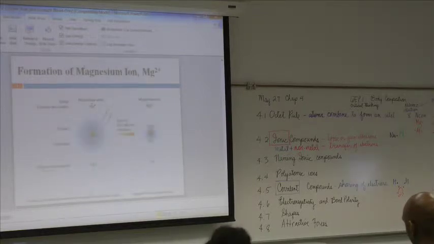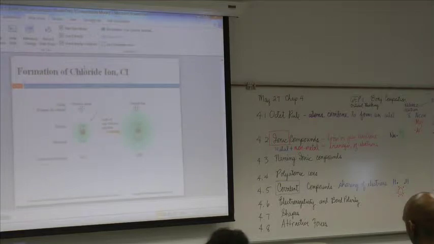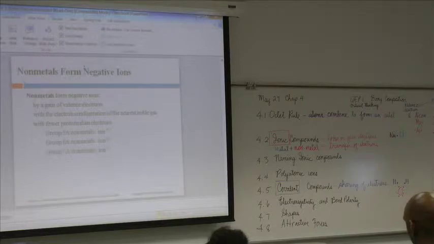We'll then cover forming ions. Now let's look at forming negative ions. Nonmetals form negative ions, right? So what are some examples of 7A? An example here would be Cl minus. What would be another example?